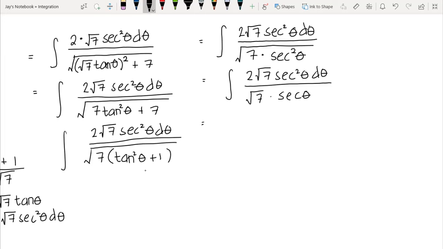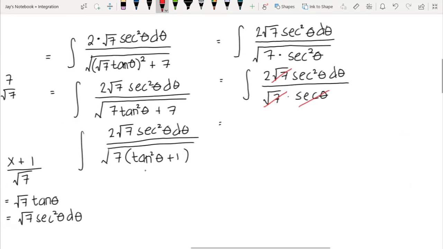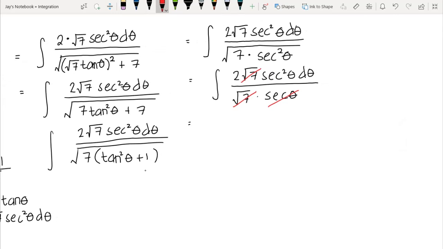Then we can cancel out square root of 7 here, and also we can cancel out secant theta, and the remaining secant theta in the numerator is 1. So we cancel out the secant theta, and the answer would be 2 secant theta d theta.